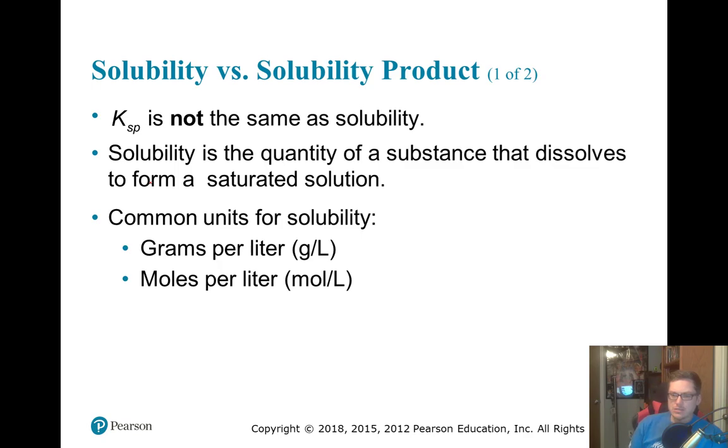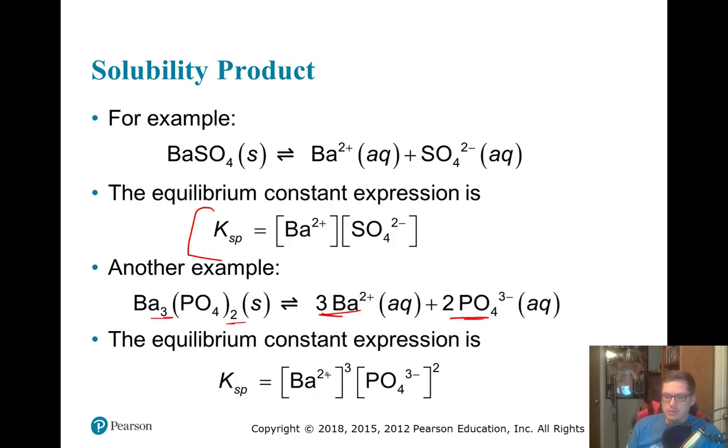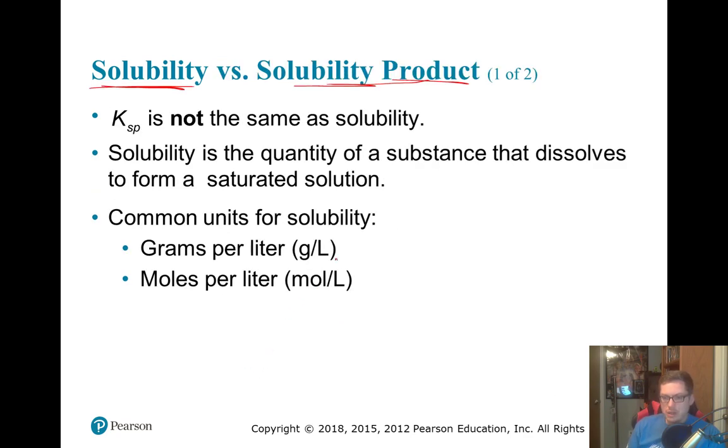Now, one thing that gets students a little bit thrown off is thinking about these two ideas. We've got solubility versus the solubility product. They both have the word solubility in them, but they mean slightly different things. The solubility product is what you get when you take these ions to their coefficients and multiply them together. That's your solubility product. The solubility is defined as the quantity of a substance that dissolves to form that saturated solution.